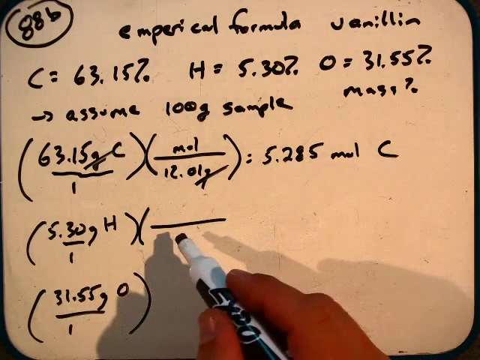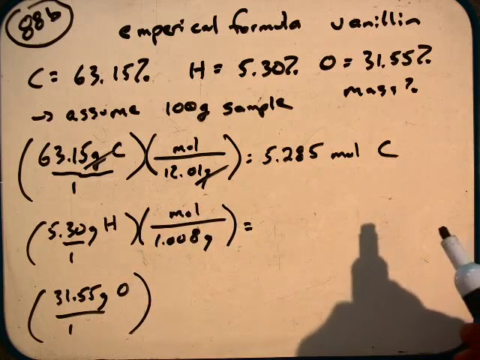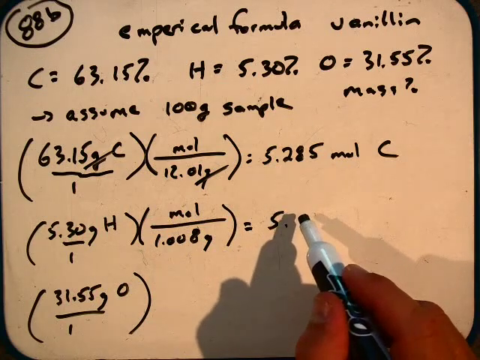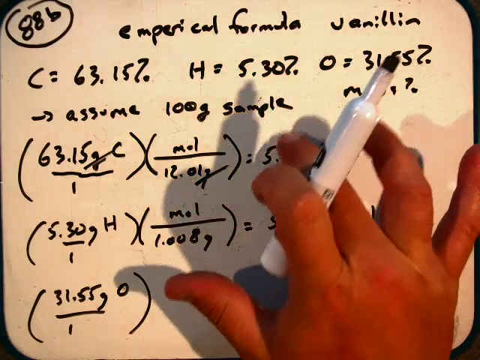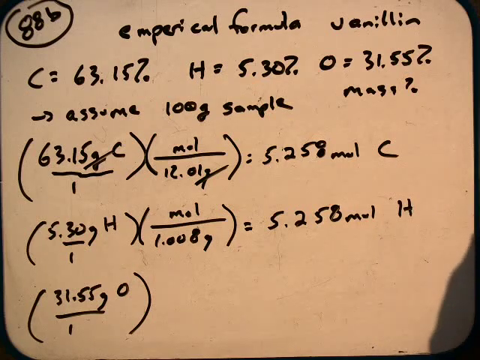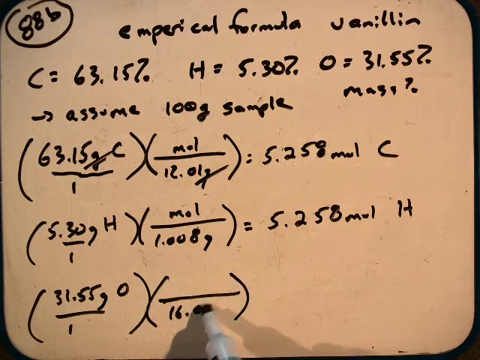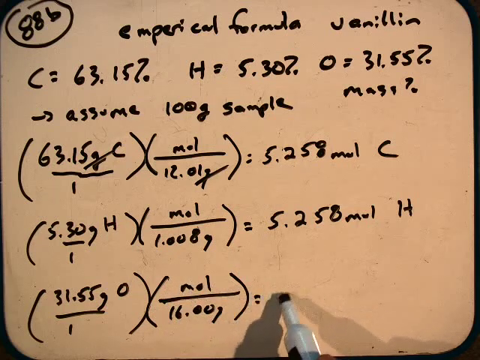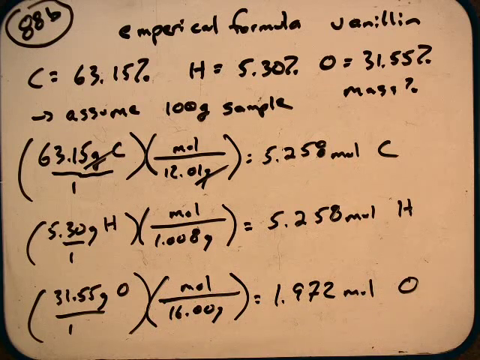We're going to do this for each one of our elements. The atomic mass for hydrogen is 1.008, and that gives us also 5.258 moles of hydrogen. Sorry, I got these two numbers backwards here. This should be 258. So same moles of carbon to the same moles of hydrogen when you do that calculation. And then when we use oxygen, oxygen weighs 16 grams per mole, and we get a value of 1.972 moles of oxygen. So while we can't relate mass of one element to mass of another, we can relate moles of one element to moles of another.